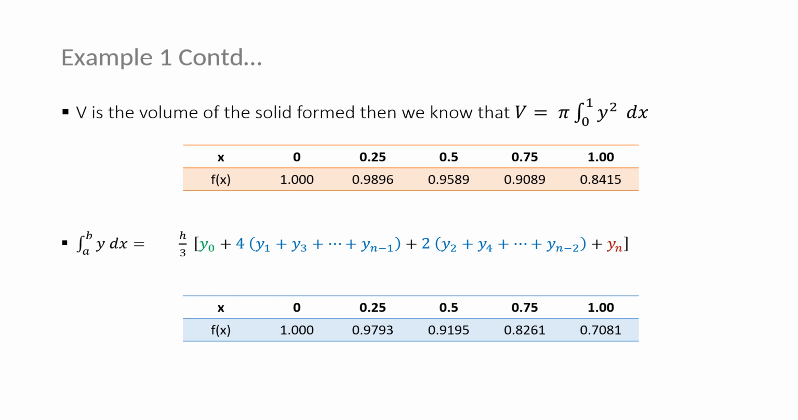So let us multiply by pi. So I should multiply it here by pi. So this thing will be multiplied by pi.